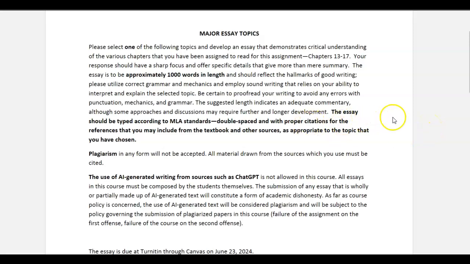Proofread your writing to avoid errors in punctuation, mechanics, and grammar. Spelling counts, folks. Yes, I also teach English. You must follow MLA standards. That means double space the essay.